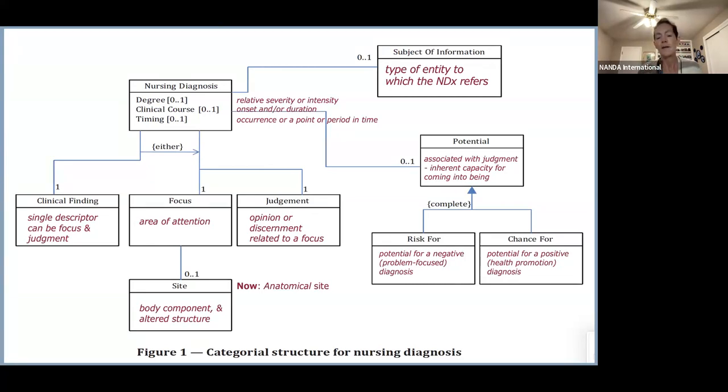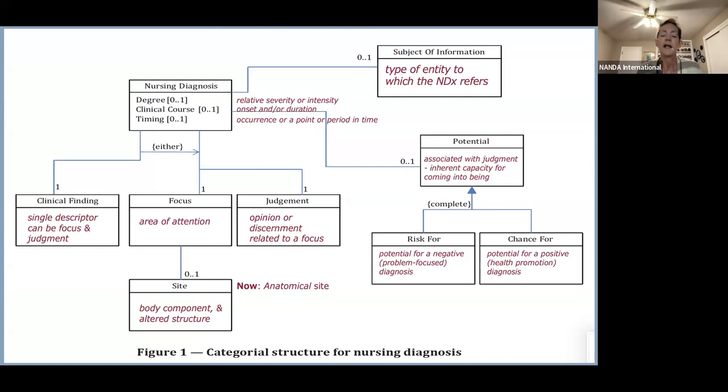And you will notice in the new edition that we worked very hard as a huge group of people to try to move our terms into line with focus plus judgment. And then we have site. So site is now called anatomical site. So this is a change in the terminology within ISO that doesn't exist in their current map. They haven't changed the map yet.